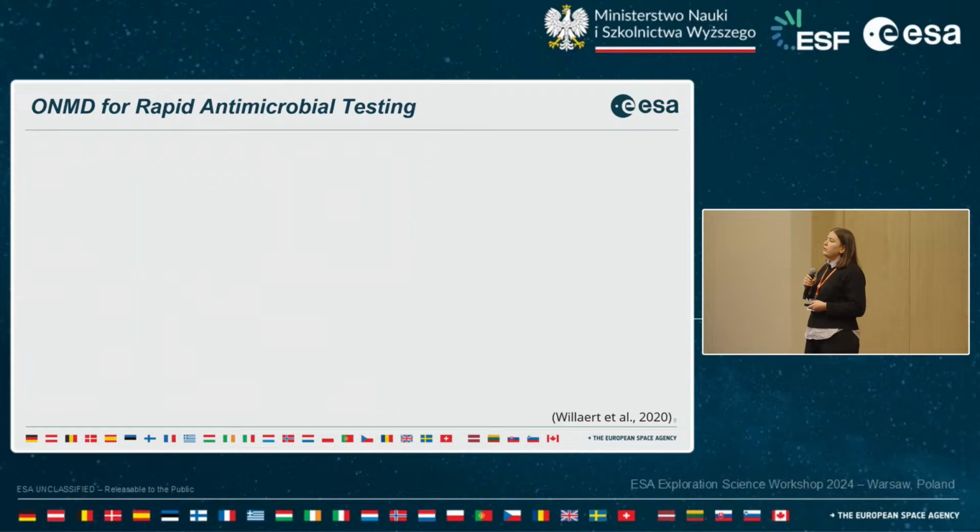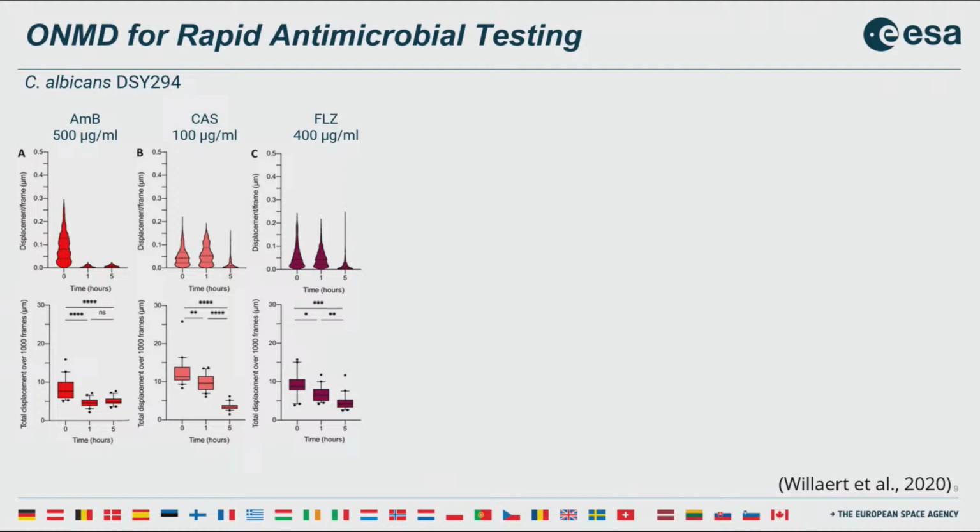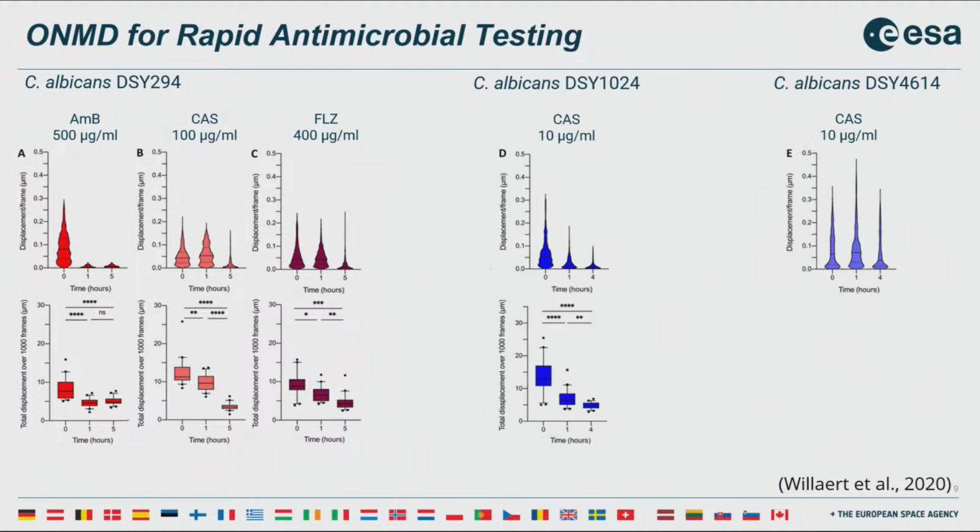So, on the other side, we have also performed optical nanomotion detection on yeast cells. Here we have 3 different strains of Candida albicans. In the first group, we can see the Candida albicans DSY294 treated with 3 different antifungals, and we can see how this specific strain reacts to them.